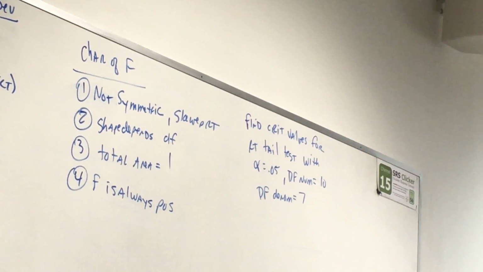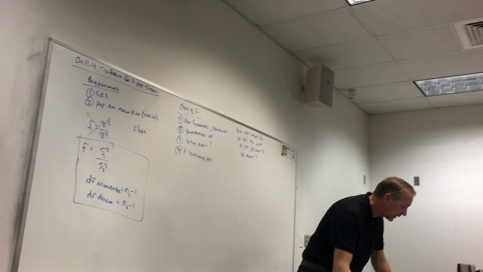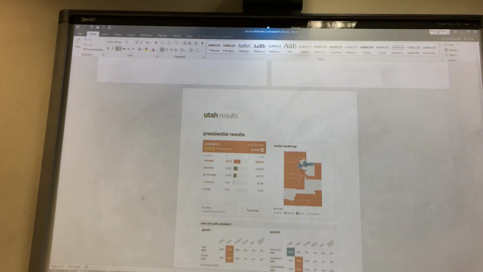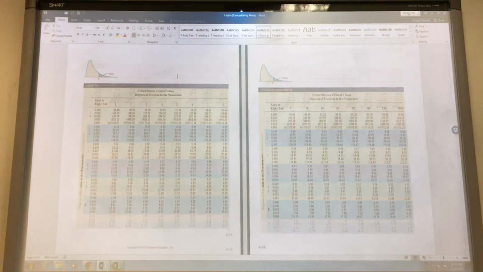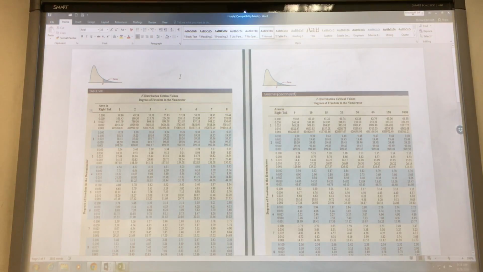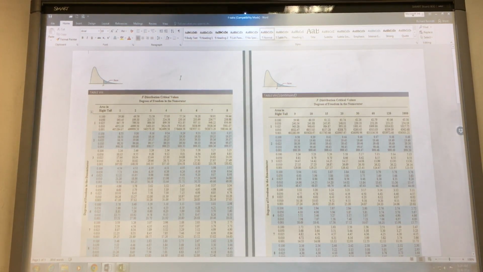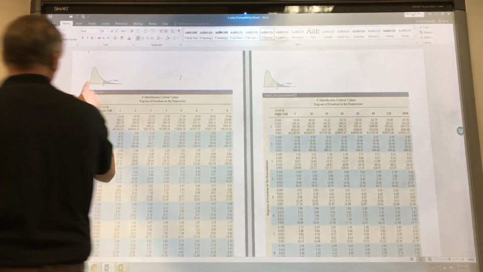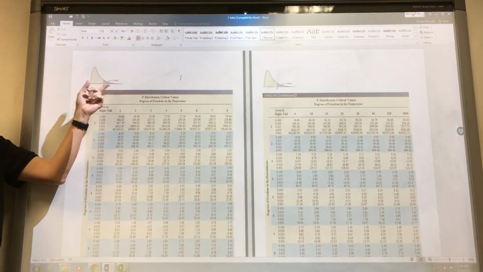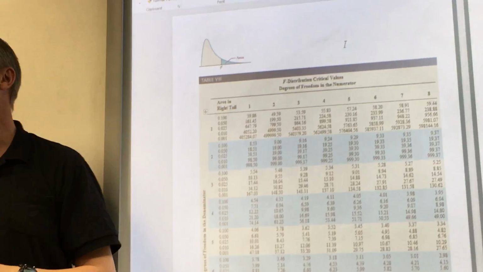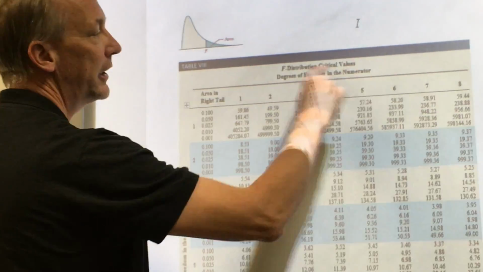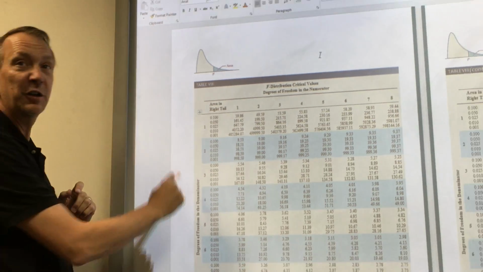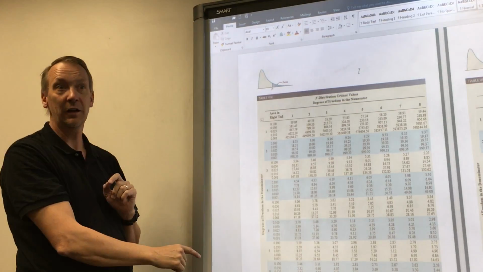So if you look in the back of your book, you've got a table, I think it starts on page, that's not the right table. Here it is. I think it's on page A15 in the blue section at the back of your book. Okay, so here's how you're gonna read this. Look at the picture first. It's a skewed right distribution. It's telling you the area to the right, okay? So across the top, I've got the degrees of freedom of the numerator. Down the side, I've got the degrees of freedom of the denominator, okay?